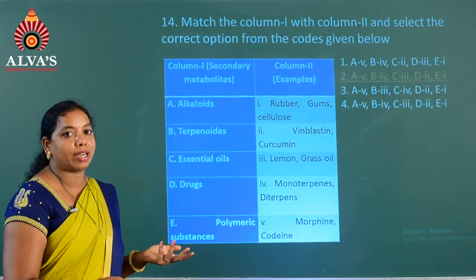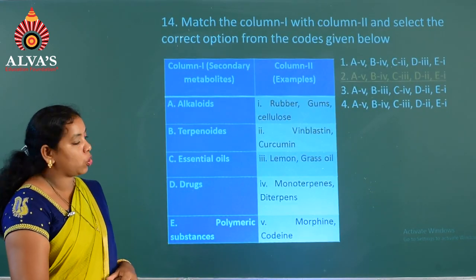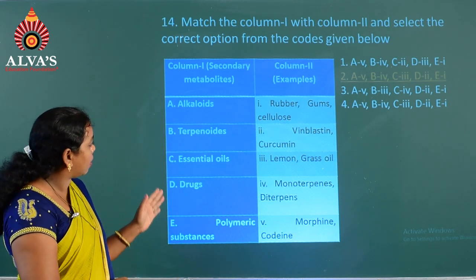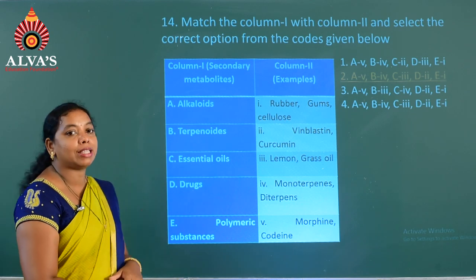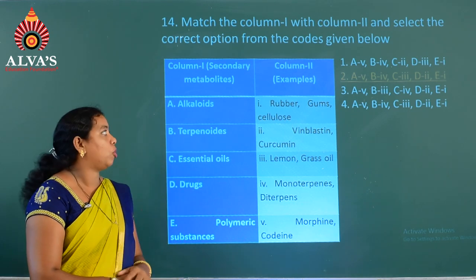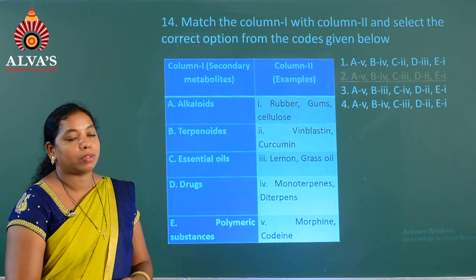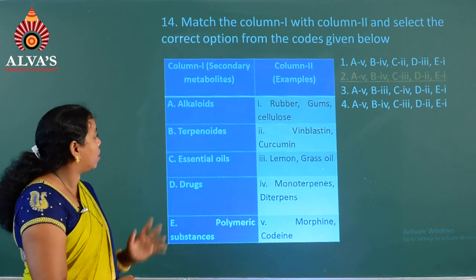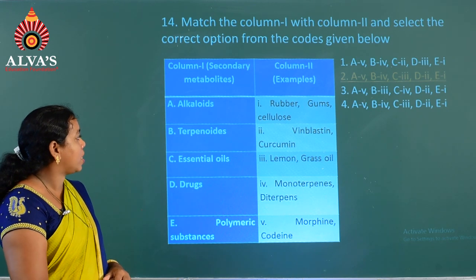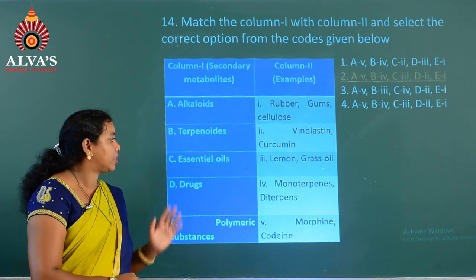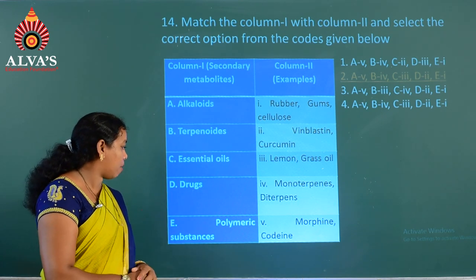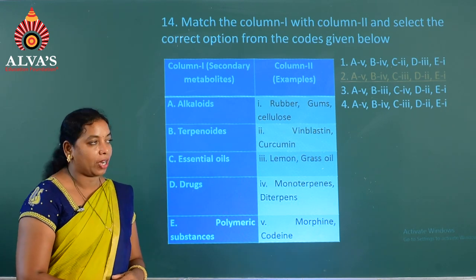The next question, that is question number 14. Match column 1 with column 2. If you consider column 1, they have given the names of the secondary metabolites, whereas in column 2 some examples for secondary metabolites were given. So, the first one is A alkaloids, B terpenoids, C essential oils, D drugs, and the fourth one, E polymeric substances.